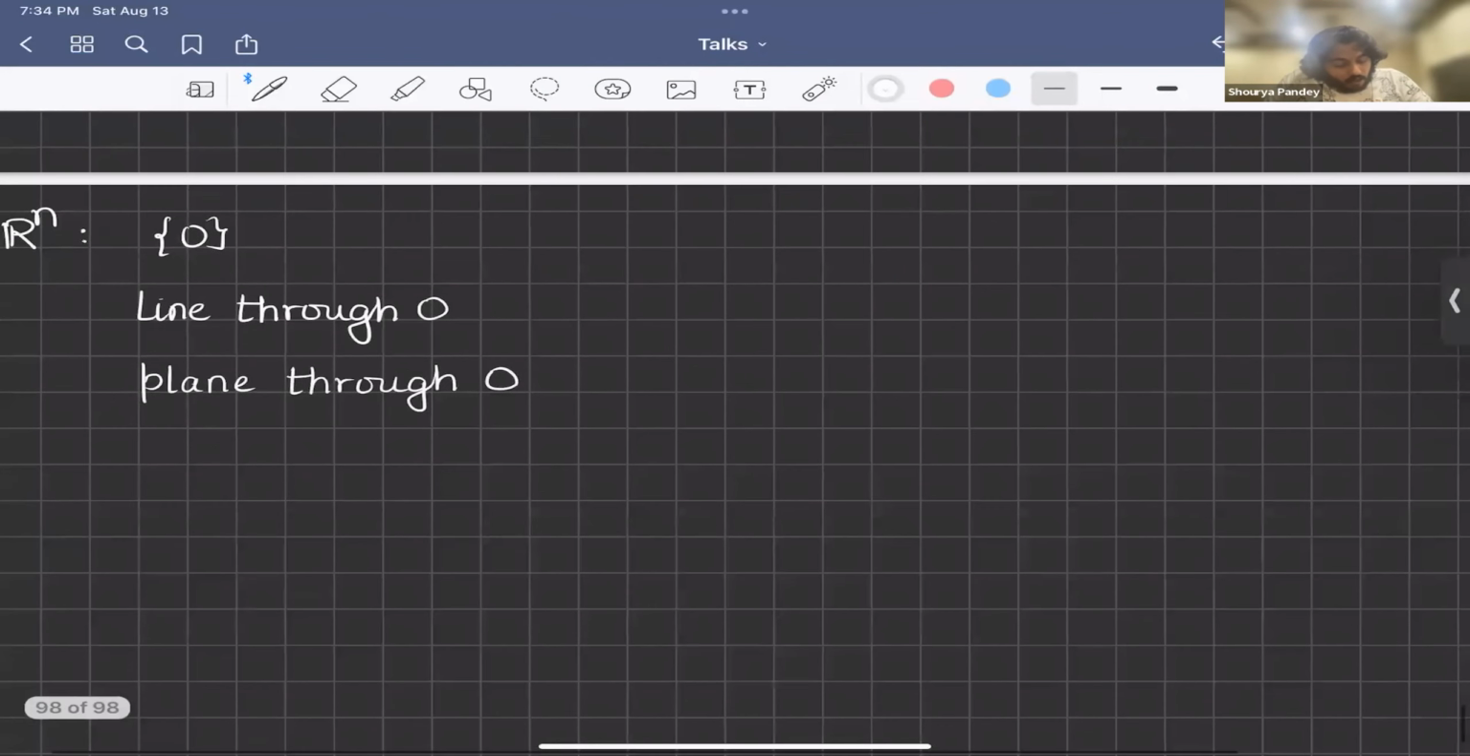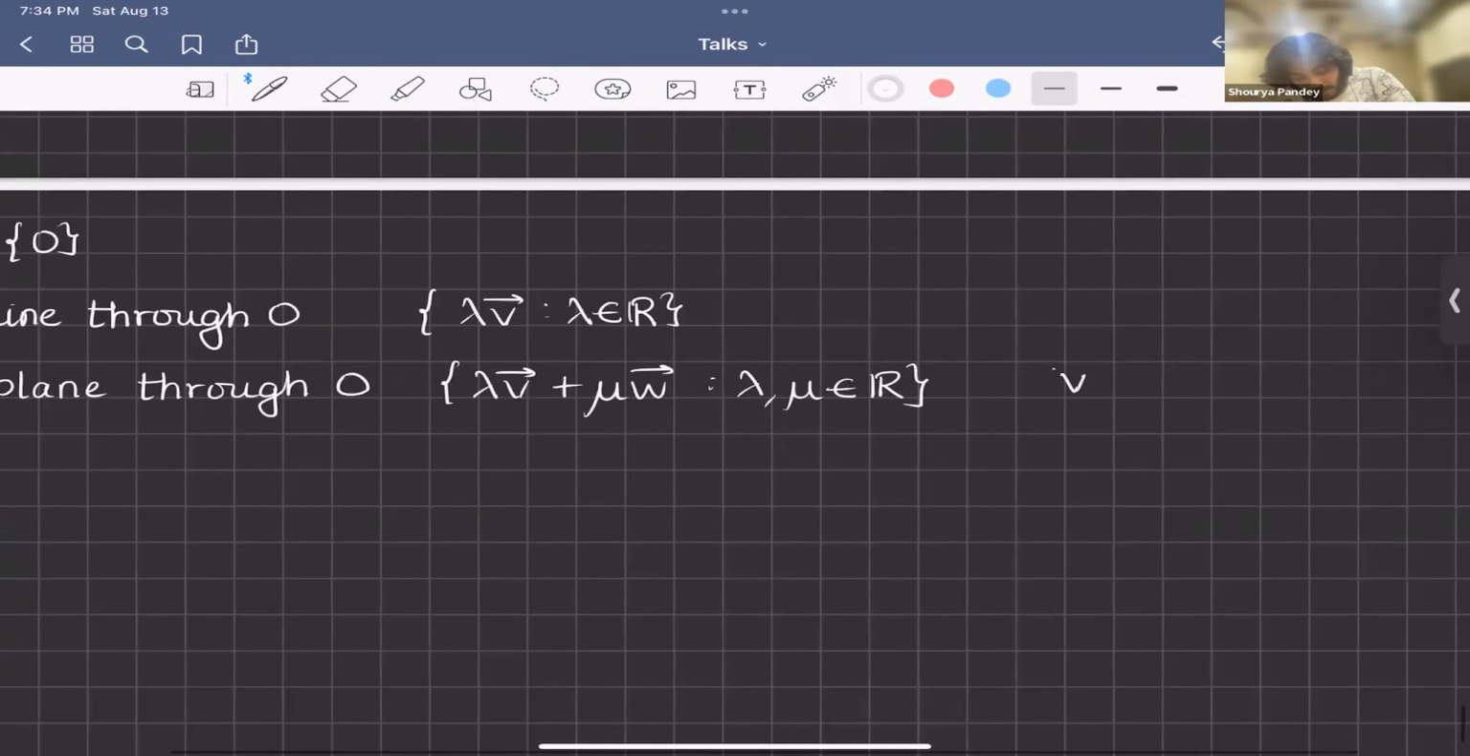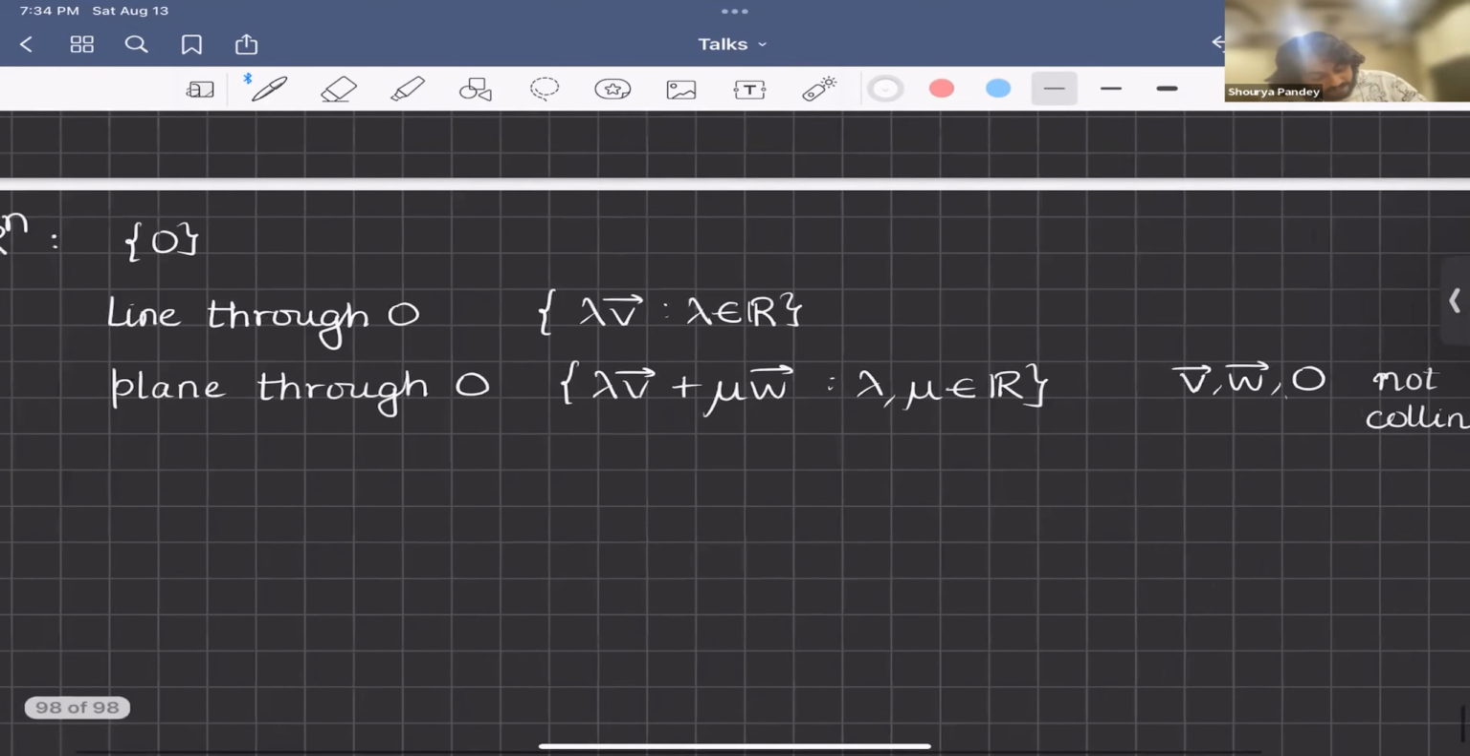Basically we keep adding one vector at a time. So this looks like lambda V, where lambda is real. This looks like lambda V plus mu W, where lambda, mu are reals, but V, W, and the origin are not collinear. And then if you generalize that, you'll get this set.